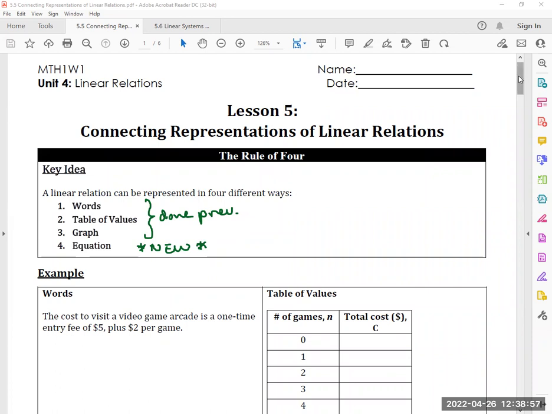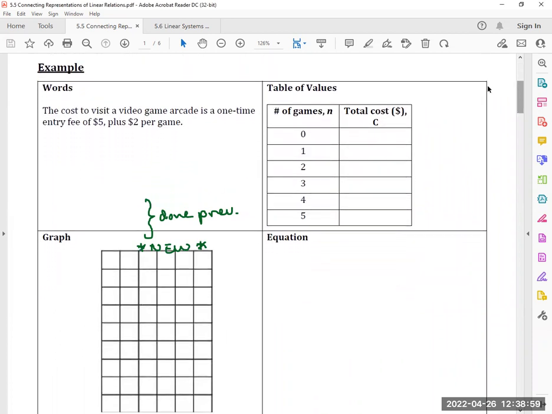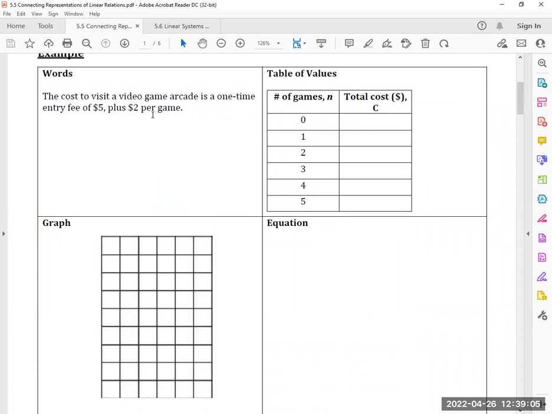Okay, as a recap, here we go. In words, I can give you something like this. It says the cost to visit an arcade is a one-time entrance fee of $5 plus $2 per game. What's the independent? What's the dependent? It might be a little hard to identify at first, but I hope you'll agree when I say, yep.